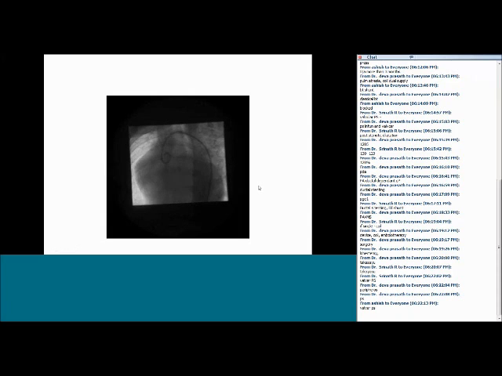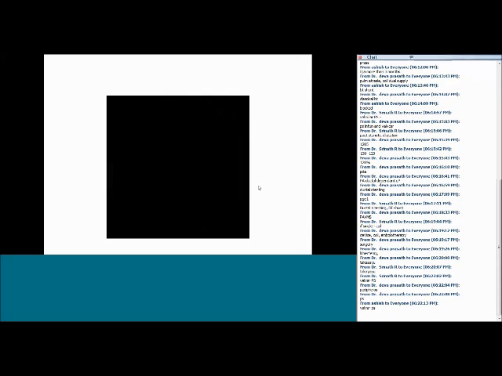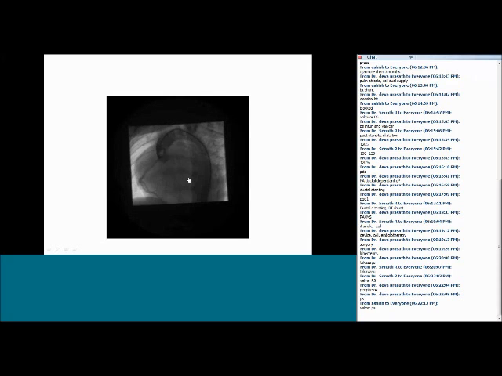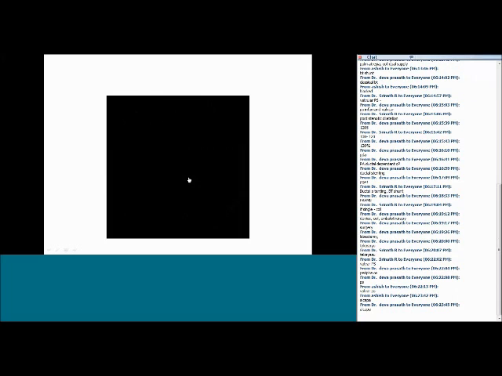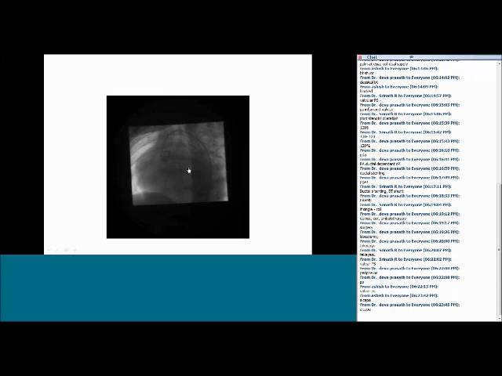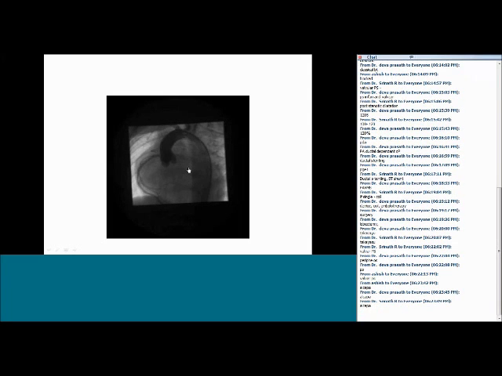Big heart, 10-month-old child, presented with lethargy, refusing to feed, and correct, it is anomalous left coronary artery. Okay, very good.